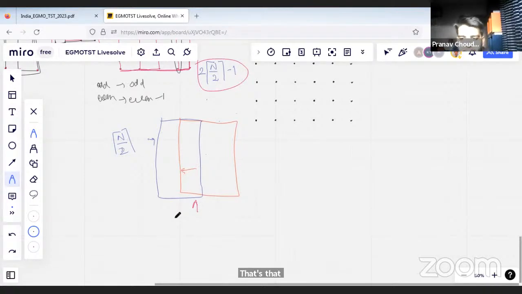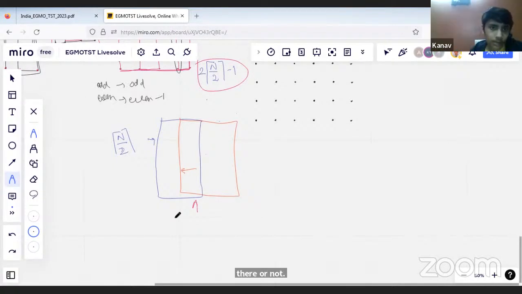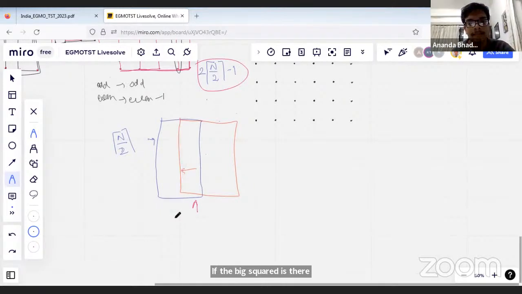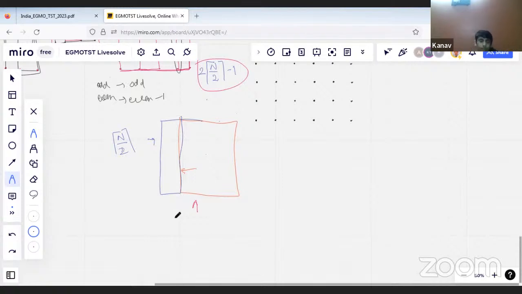Okay, we can do casework on whether the big square is there or not. Do this here, move this. If the big square is there, then this. No. Wait, no, nothing. Still is required. Color. Still missing out.